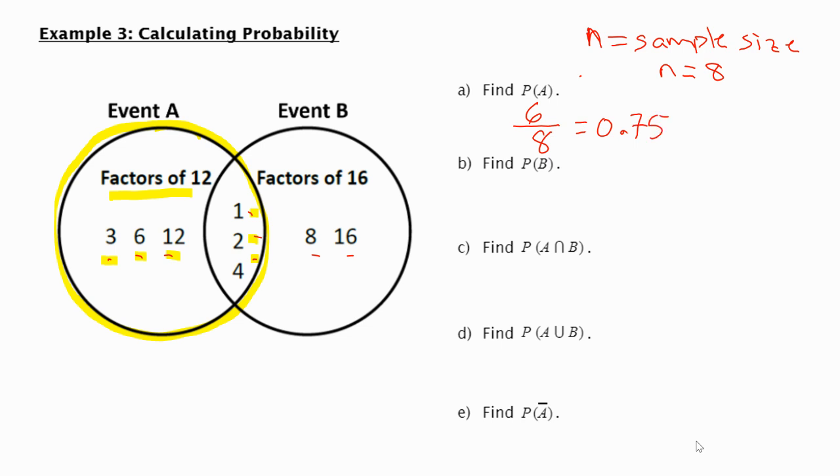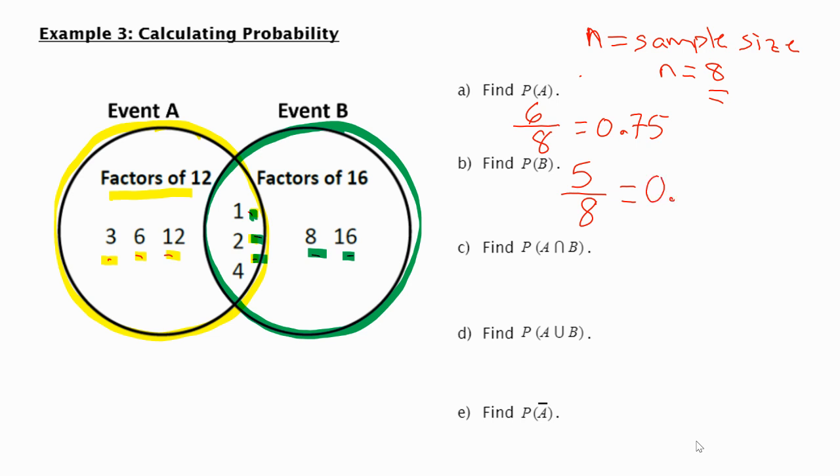For the probability of B, we would do it in a real similar way. So event B would be factors of 16. So I'm going to go ahead and trace this. And I'm going to count the values that fall anywhere within this green circle I just traced. So I have 1, 2, 3, 4, 5. So I have 5 favorable outcomes. Again, 8 possible outcomes. And so if I was to divide that out, my probability, and I might do 3 decimal places, is 0.625.